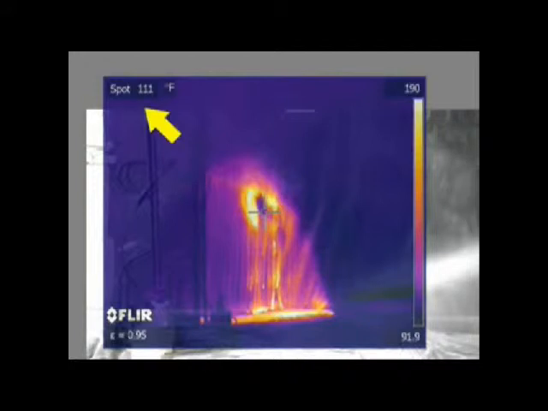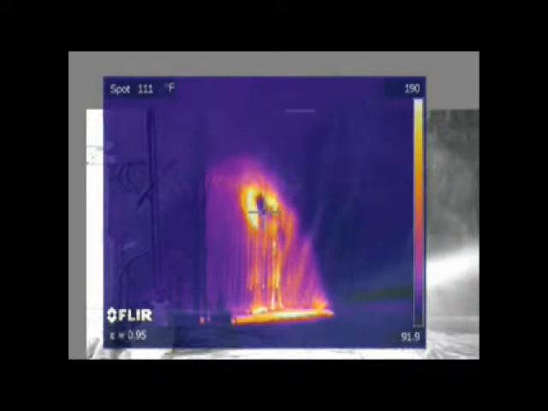In the upper left-hand corner where it reads spot 111 degrees Fahrenheit, this refers to the thermal spot on the picture, which is the plus sign with the circle in the middle of it. The temperature of the spot is indicated numerically in degrees Fahrenheit. The colorful scale on the right side of the thermal picture shows the highest and lowest temperatures in the picture according to color. The dark colors are lower temperatures and the bright colors are the higher temperatures.